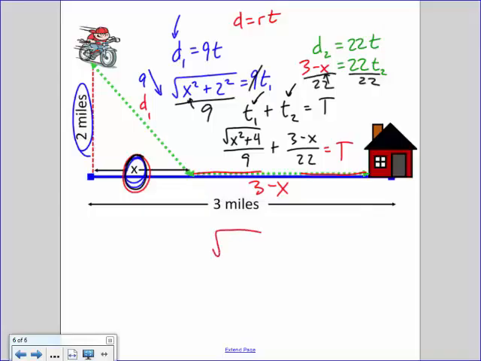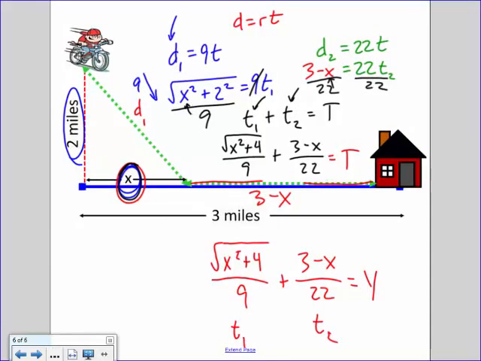So the time it takes for the first trip is the square root of x squared plus 4, all over 9. The time it takes for the second trip is 3 minus x over 22, and that would equal the total time, which in this case, I guess we could represent with y. We could say y is the total time that it's going to take. So this is really T1, and this is really T2. And what we're trying to find is the minimum y value, right? The minimum time that it would take.